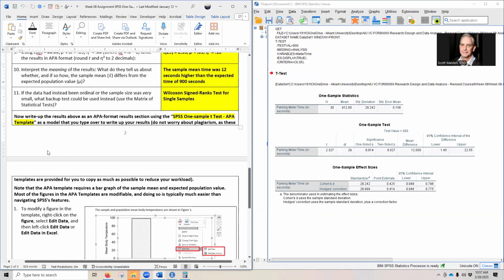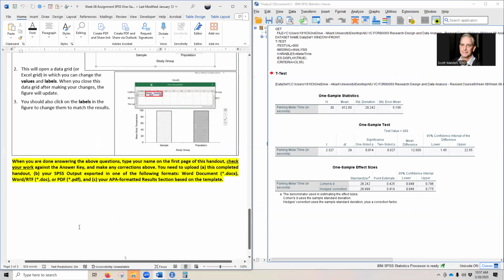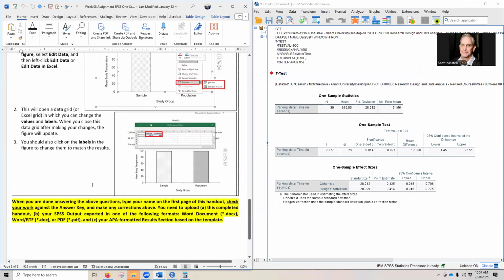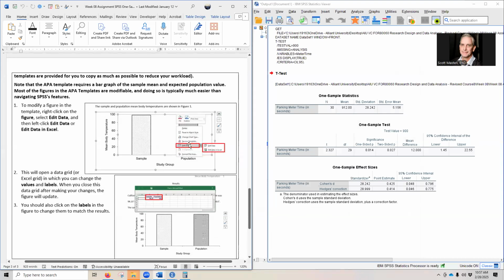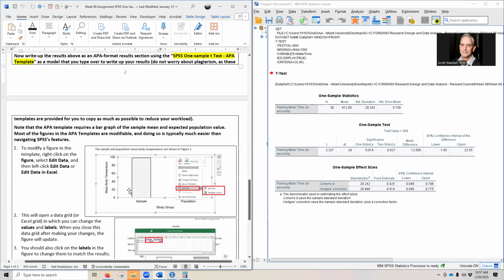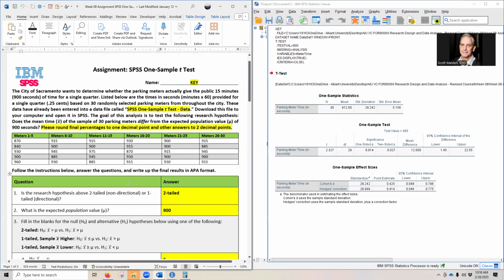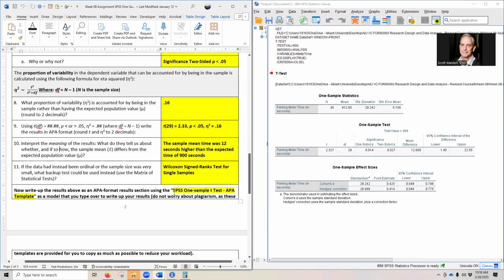So hopefully you did your APA write-up. Note that you can alter the figures, so that's how you get the figure. It's really difficult to get one out of SPSS. So you just sort of right-click on it, do edit data or edit data in Excel, and then you can change numbers, change words to get it closer to what you actually want. Due this week is your output exported in PDF or doc format, and this handout with your name and answer at the top, and your APA write-up based on that template that I present out there.